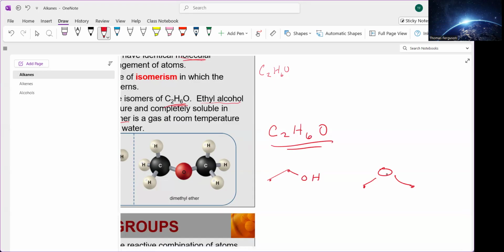One's an alcohol on the left, the one on the right is called an ether, and we'll get into that in the third chapter in unit 1. My point is, sometimes if you're given a formula, there are many versions of structures that fit that formula, called isomers. Extremely important topic.